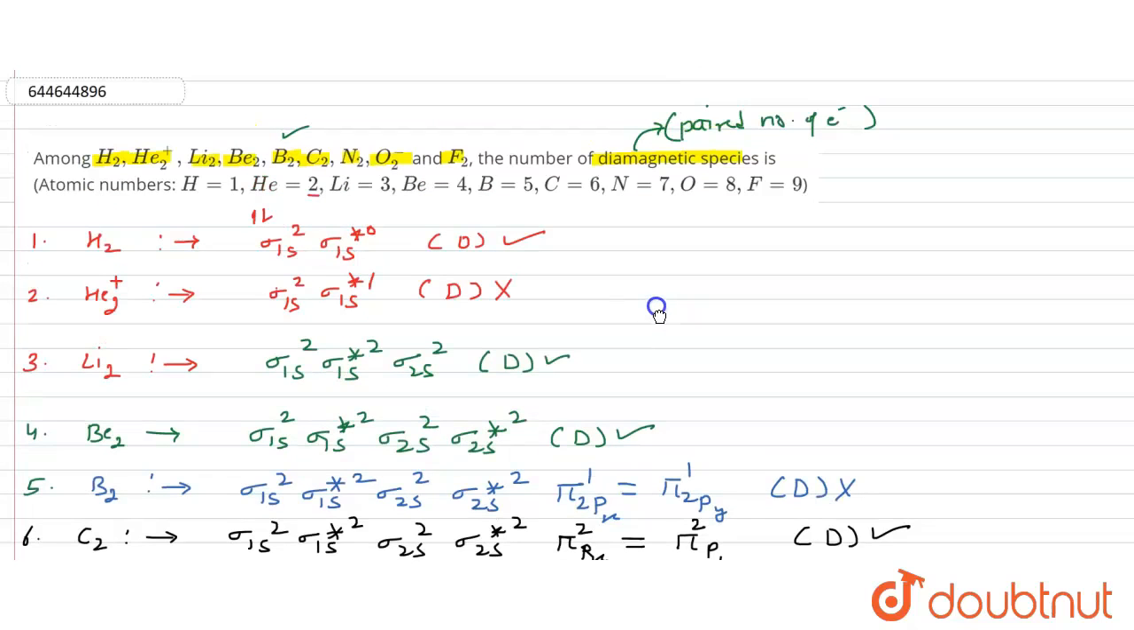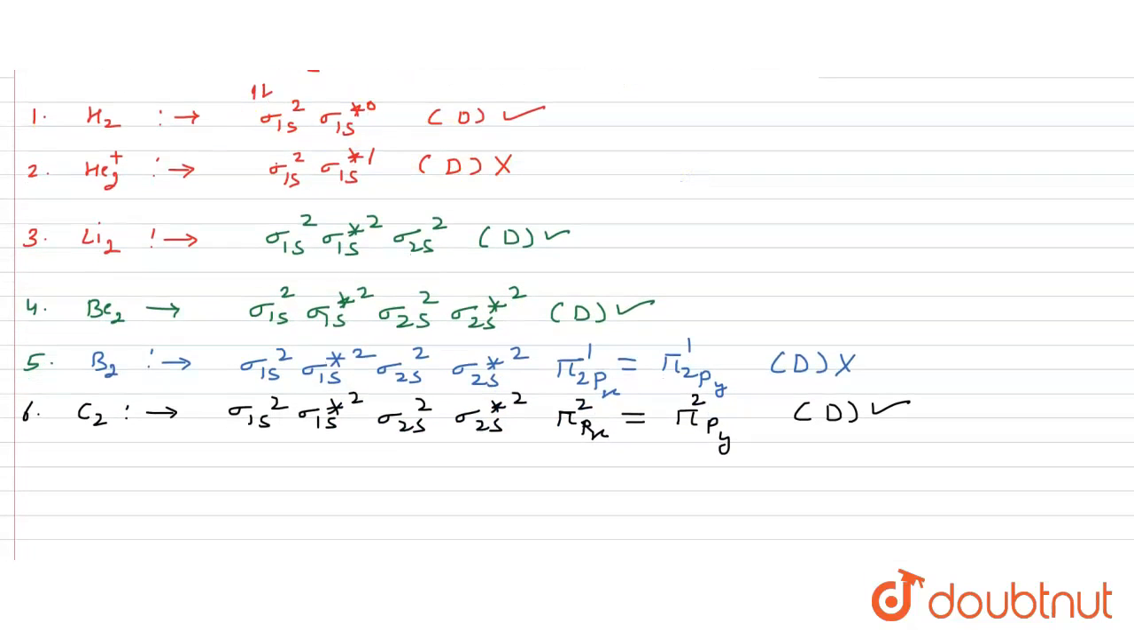So now move to the 7th, that is N2, nitrogen. If I write down the electronic configuration of this, it becomes sigma 1s2, sigma star 1s2, right? And this is sigma 2s2, sigma star 2s2, right?